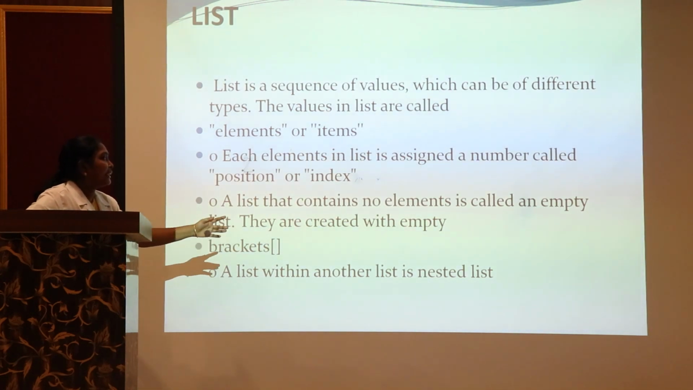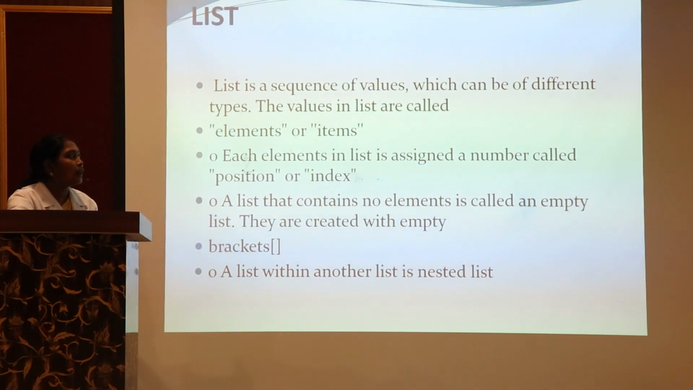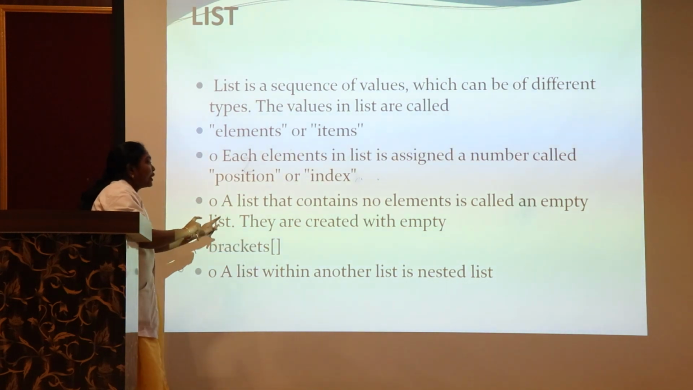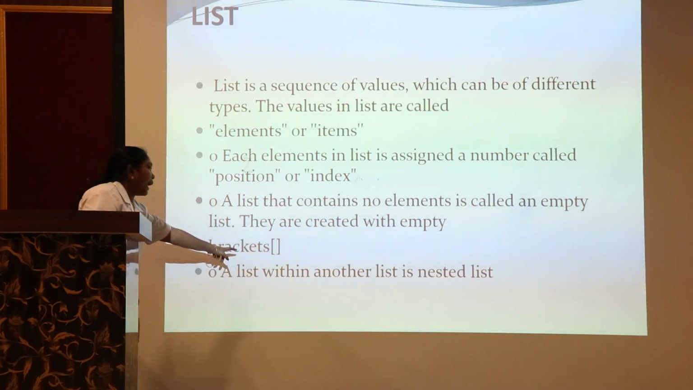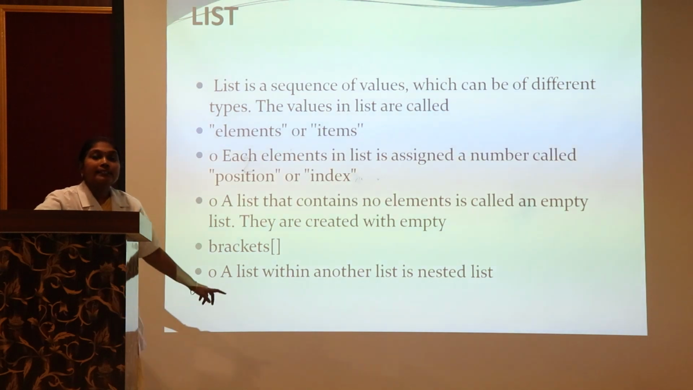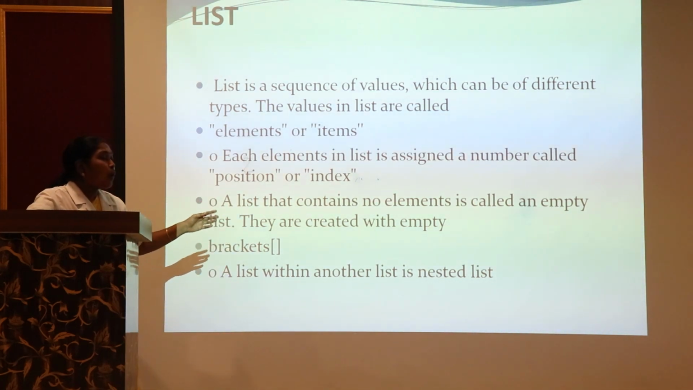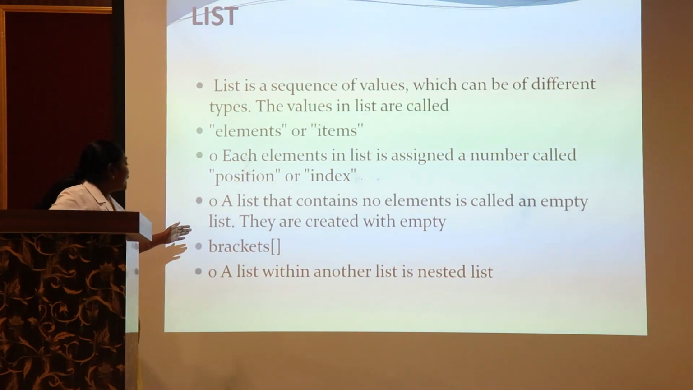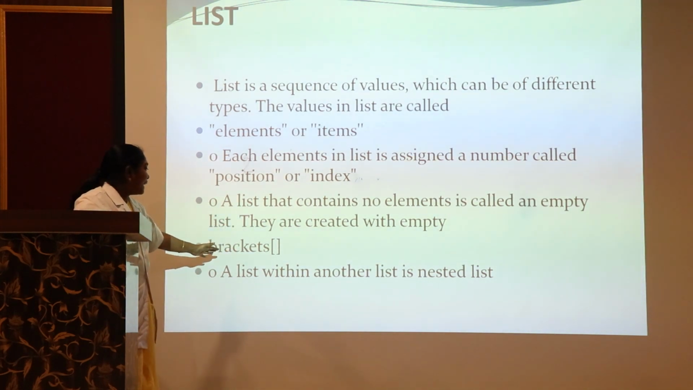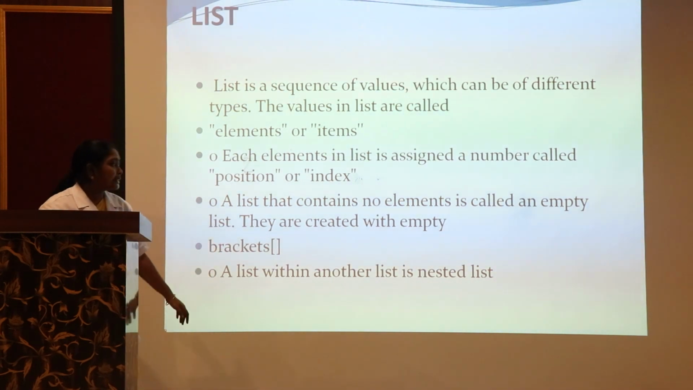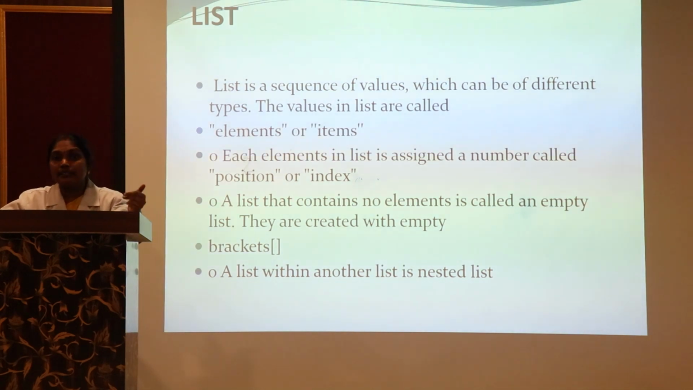A list that contains no elements is called an empty list. You can create it using empty brackets. That is the empty list, where no values are assigned. The list is then used to insert values.